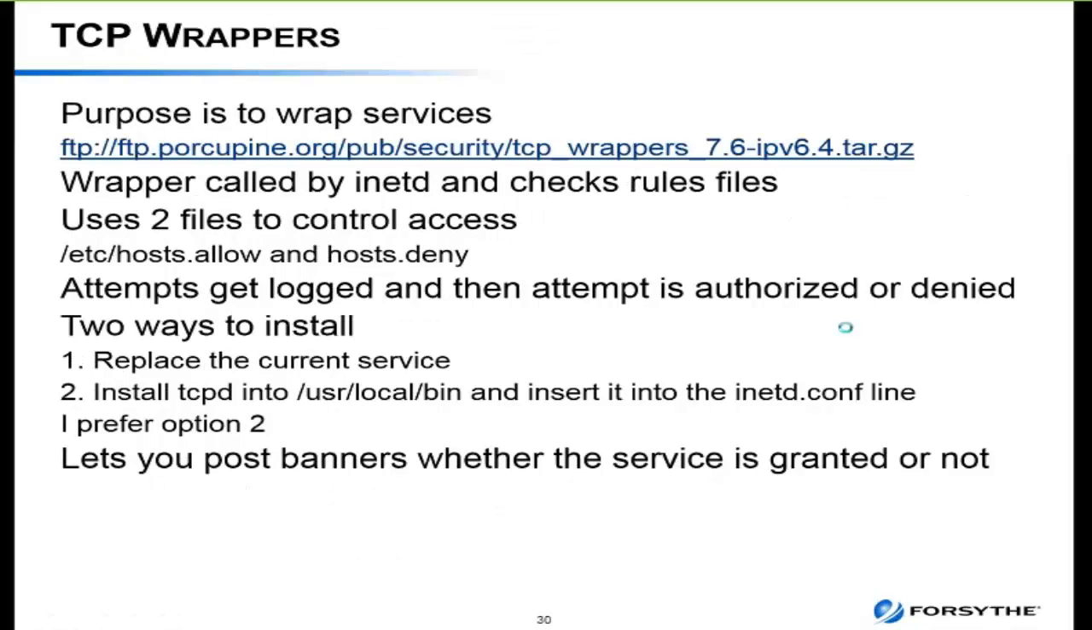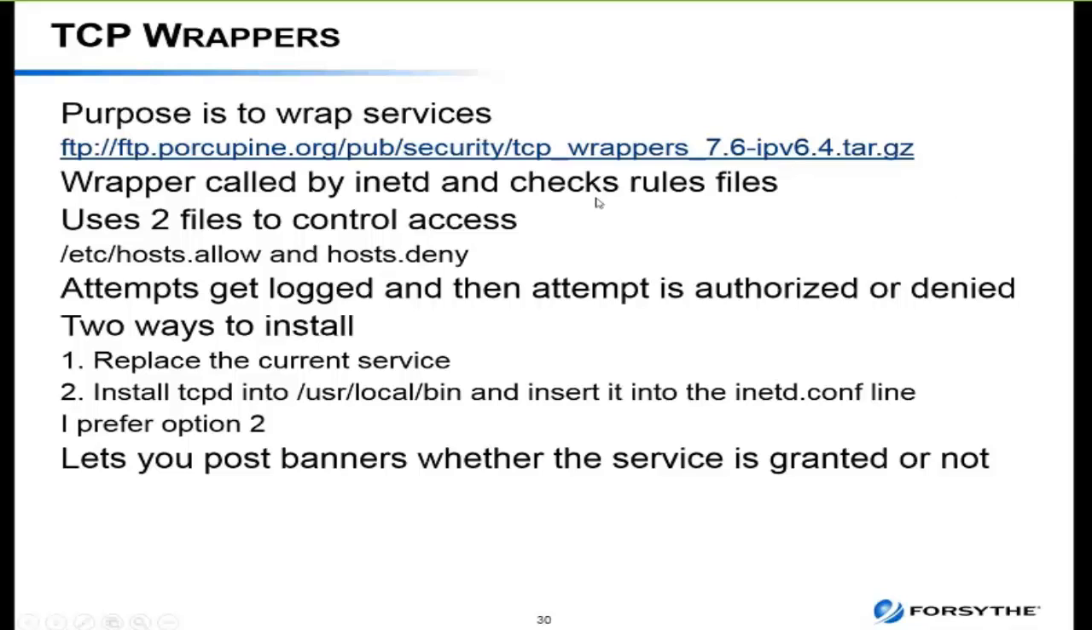So, more on TCP wrappers. This is the very latest version of TCP wrappers. It's actually several years old, but the key thing is that it is the one that includes IP version 6. Even if you are not running IP version 6, you need to use this version. Otherwise, when you look in the logs, all the IP addresses will say 0.0.0.0.